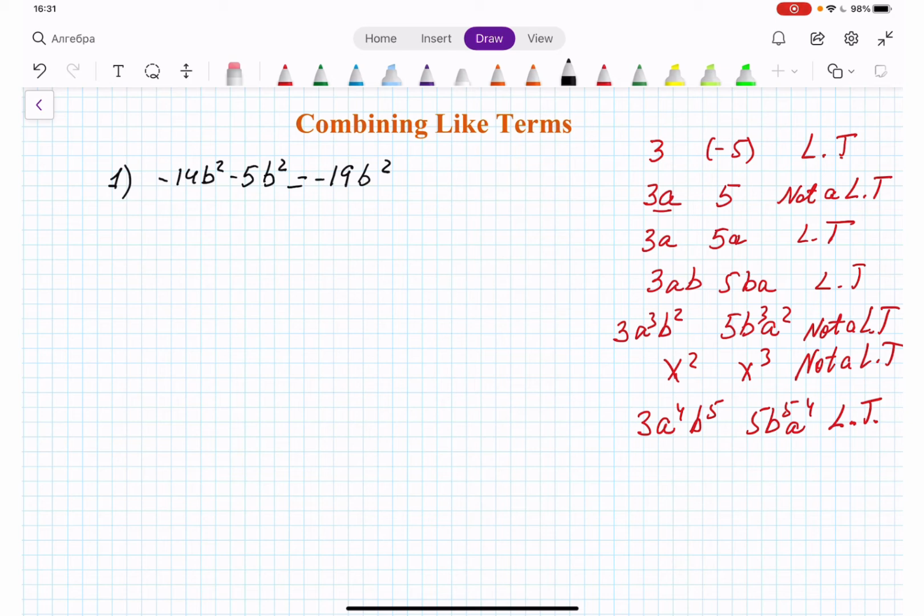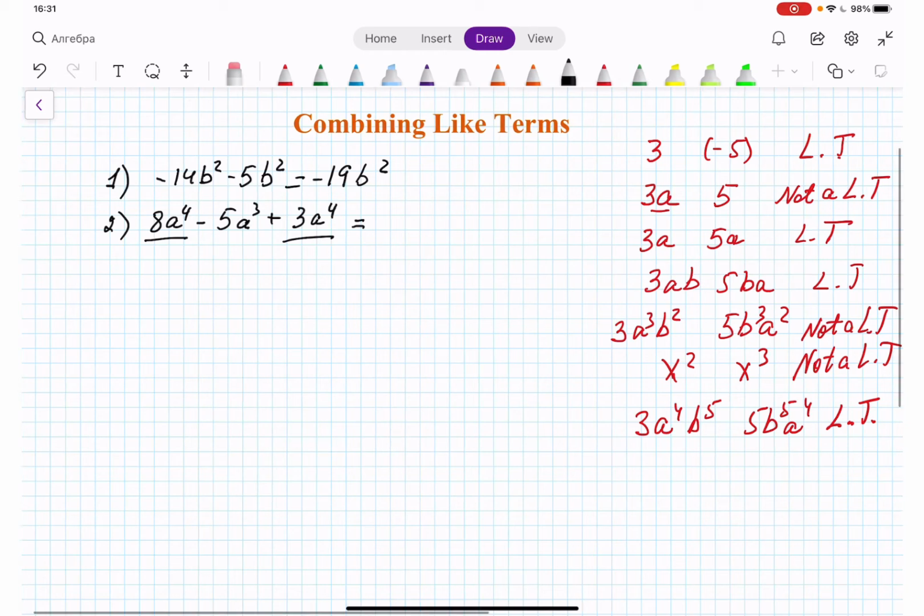Question number 2. 8a to 4 minus 5a cubed plus 3a to 4. So here only 8a to 4 and 3a to 4 are like terms. Negative 5a cubed is not a like term because the degree is 3 instead of 4. Therefore, we have 8 plus 3, it's going to be 11a to 4 and minus 5a cubed. It just stays like that.